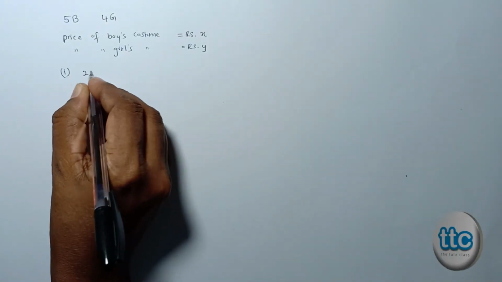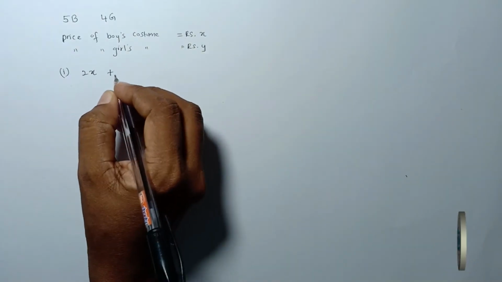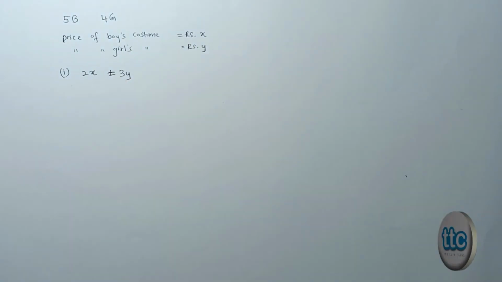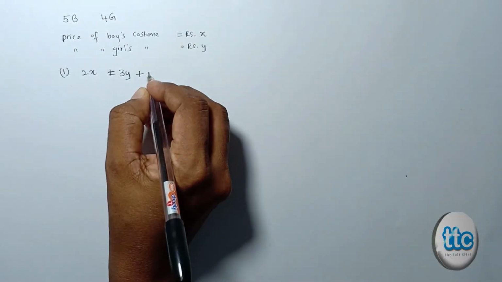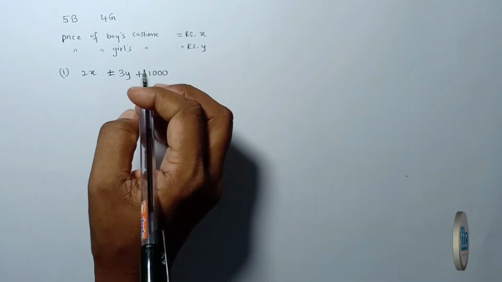The price of 2 boys' costumes was 1000 rupees more than the price of 3 girls' costumes. Price of 1 boy's costume equals X rupees. Therefore, price of 2 boys' costumes is 2x. Price of 1 girl's costume equals Y rupees. Therefore, 3 girls equals 3y. Therefore, 2x equals 3y plus 1000. This is equation number 1.